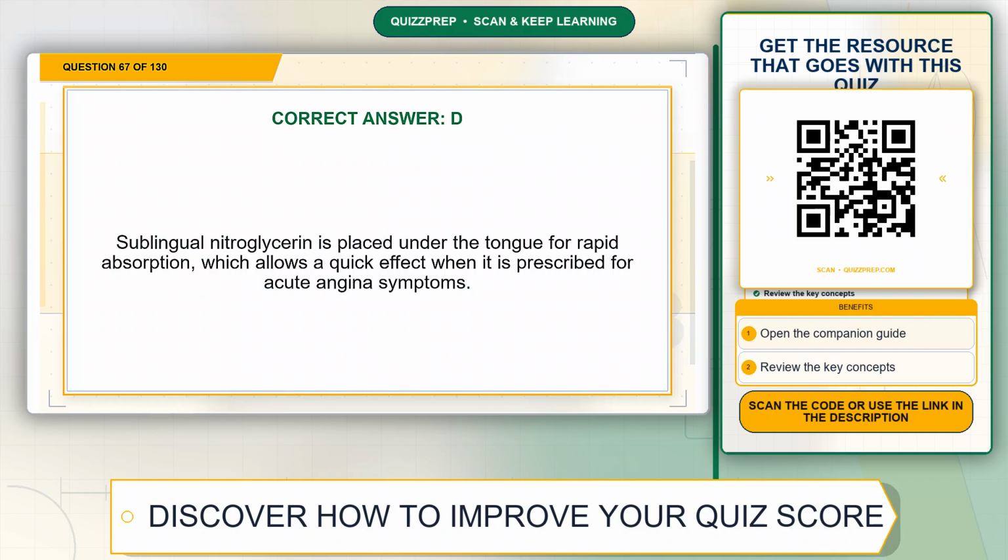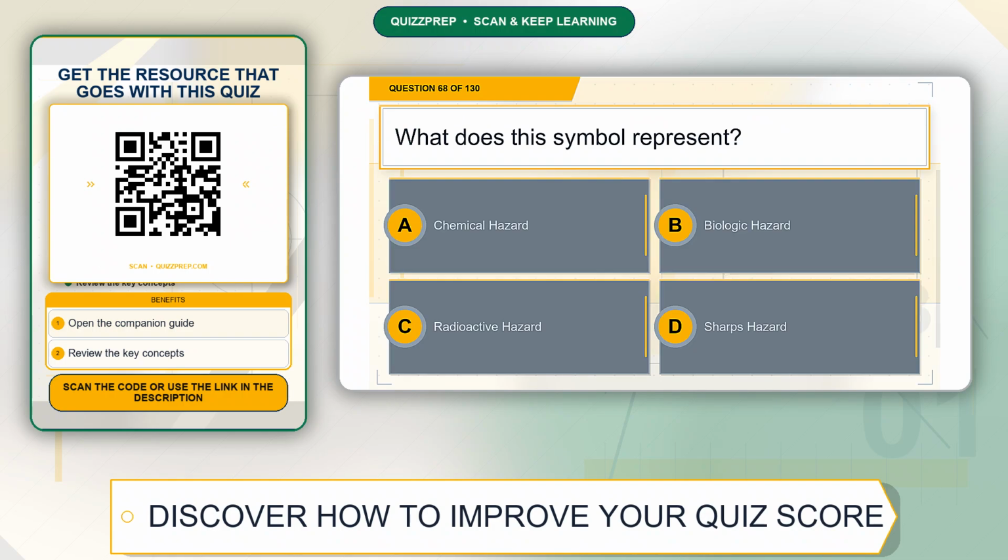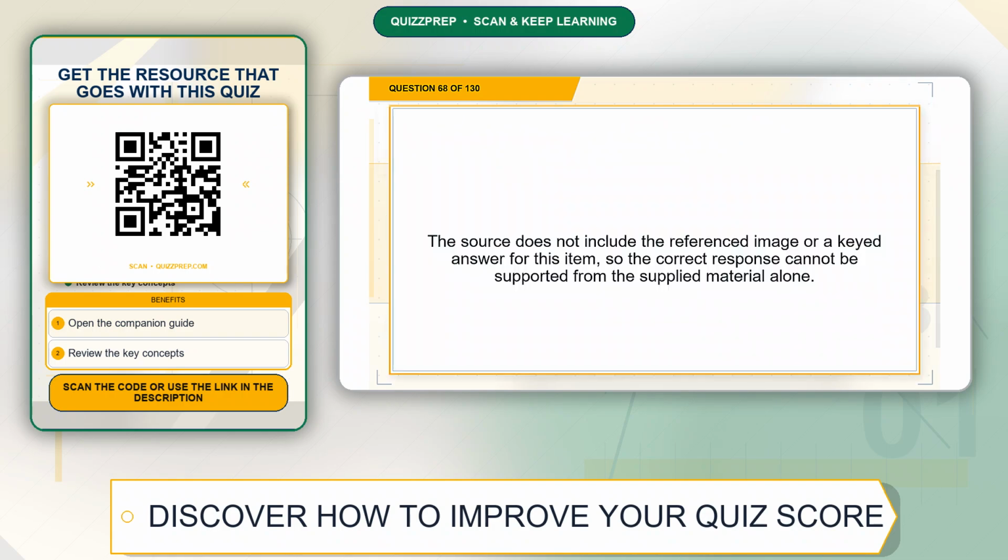for acute angina symptoms. Question 68. What does this symbol represent? Option A, chemical hazard. Option B, biologic hazard. Option C, radioactive hazard. Option D, sharps hazard. The correct answer is now shown. Explanation. The source does not include the referenced image or a keyed answer for this item, so the correct response cannot be supported from the supplied material alone.